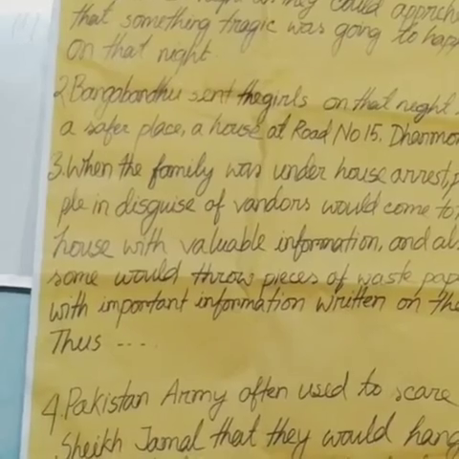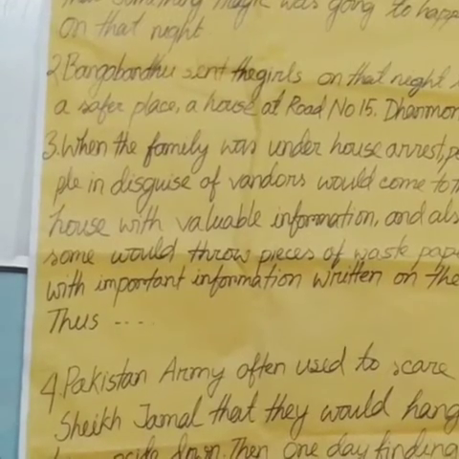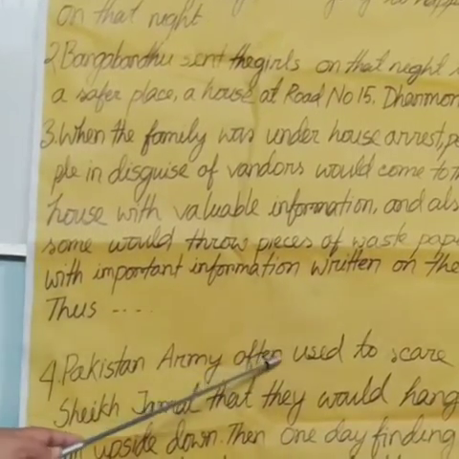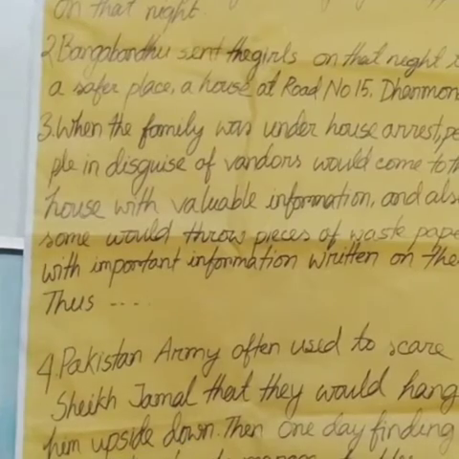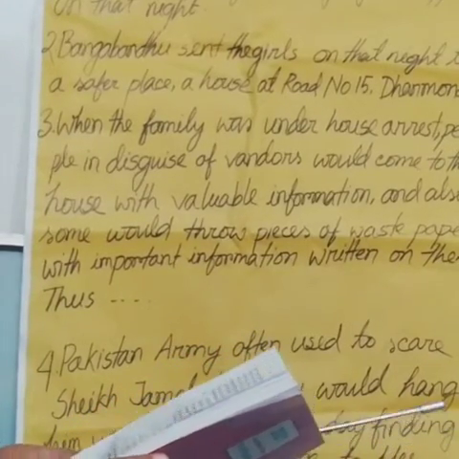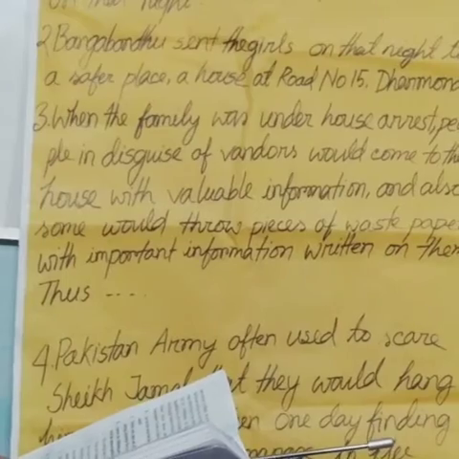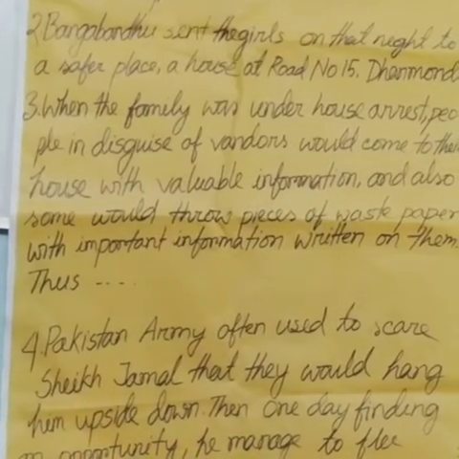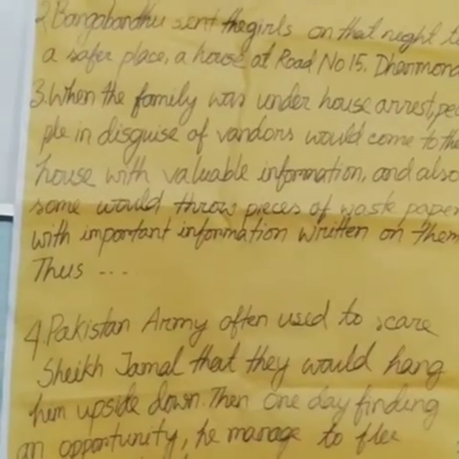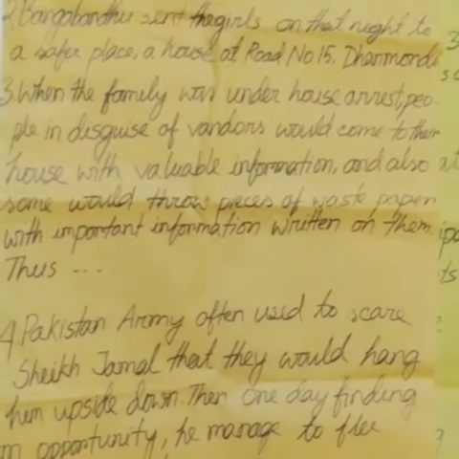Question 4. How did the Pakistani army scare Sheikh Jamal? The Pakistani army often used to scare Sheikh Jamal that they would hang him upside down. There is another question. How did Sheikh Jamal manage to flee from captivity? One day, finding an opportunity, he managed to flee from captivity. Here we can also add that one day, finding an opportunity in the hospital, he managed to flee from captivity.